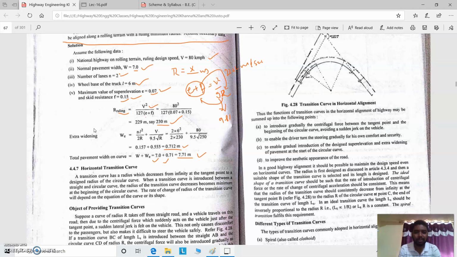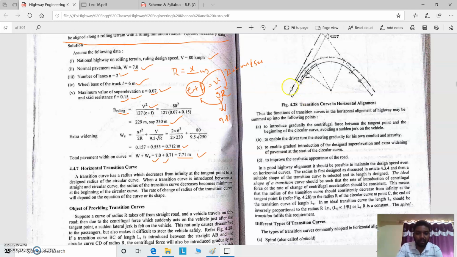So what is this transition curve? The transition curve is a curve having a radius which decreases from infinity at the tangent point to the designed radius of a circular curve. So here there will be two curves and a straight line, that is the circular curve, the transition curve and the straight line. That means a transition curve is located in between the circular curve and the tangent point, that is the straight portion.